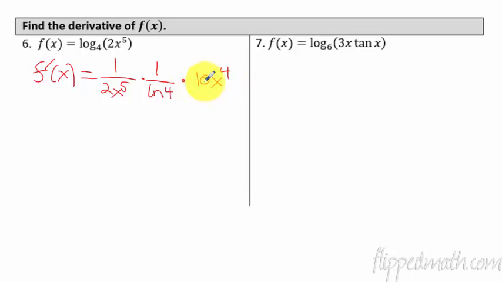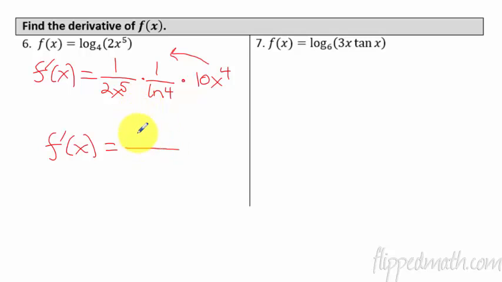So now you can see here you've got a 10x to the 4th that's going to be up here in the numerator, and a 2x to the 5th on bottom. So let's clean up and get our final answer. F prime of x equals, what do we get here? 2 goes into 10, so we have a fraction.